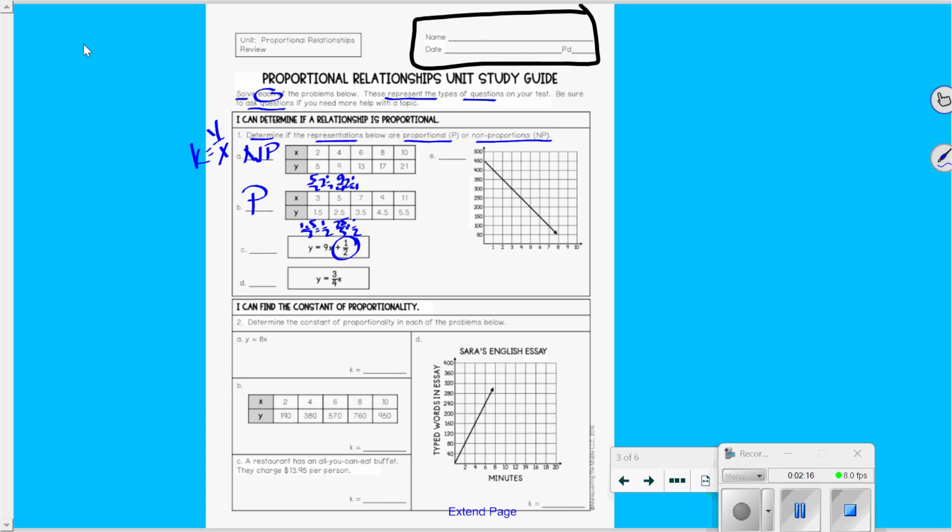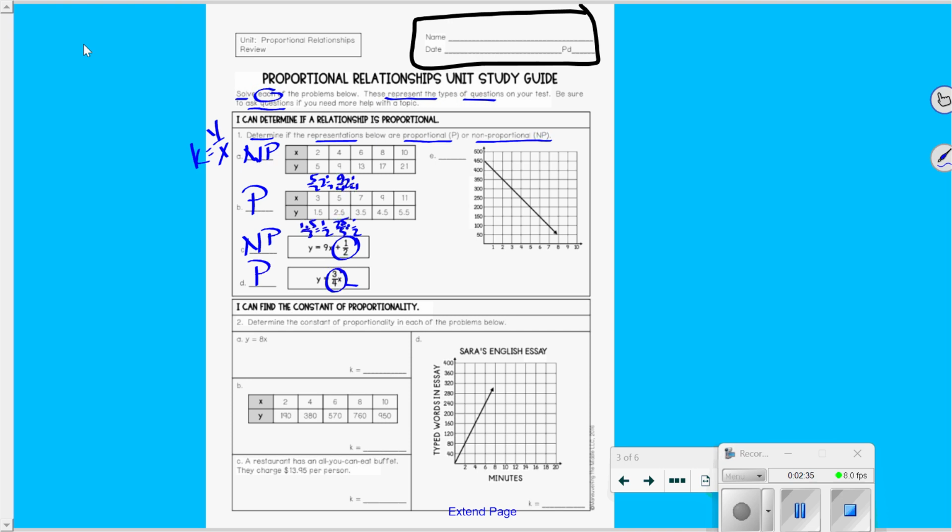This one, I'm adding something to the equation. Non-proportional. Because will it go through the origin? No. If x is 0, y is 1/2. It's not 0, 0. That is not proportional. This one, all I have is a constant. So is that proportional? Yes. If I put 0 for x, I will get 0 for y. So that one is proportional.